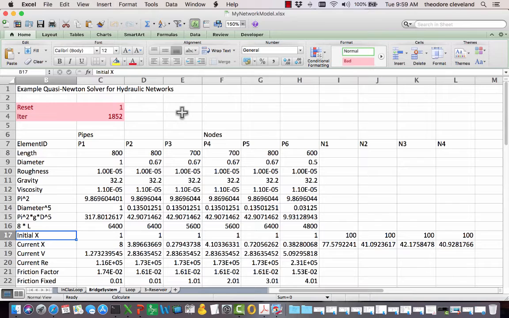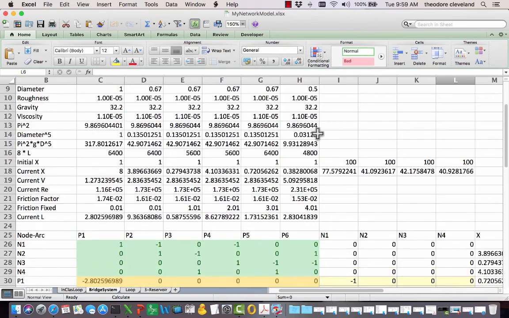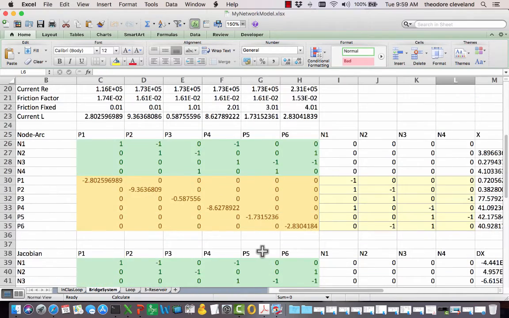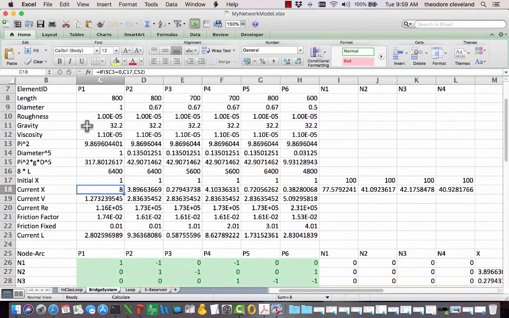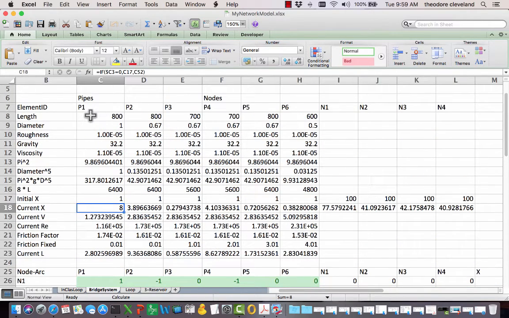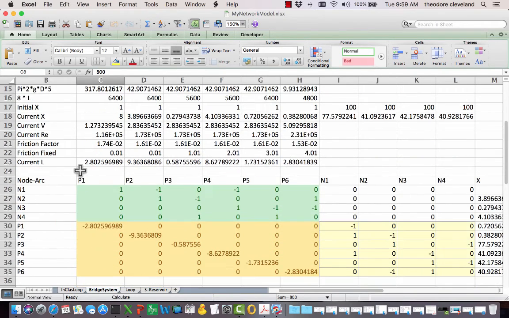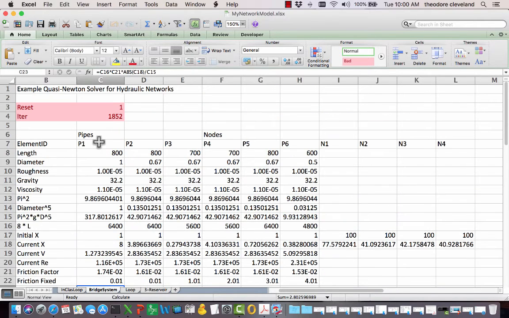Okay, so this is the prior model with pipes 1 through 6, and then nodes 1 through 4. We've already obtained solutions, and what we really need to do now is make those two changes here. The big one is going to be this. And now instead of a loss function, this is going to be a pump function. So let's rename this pump.